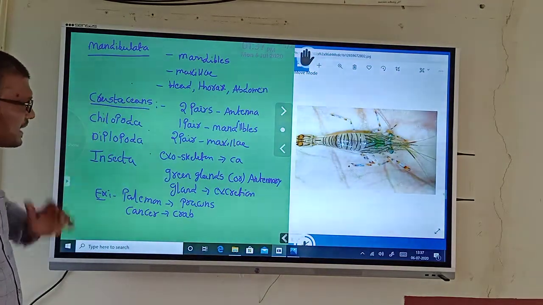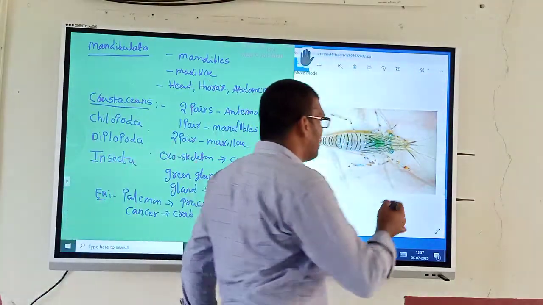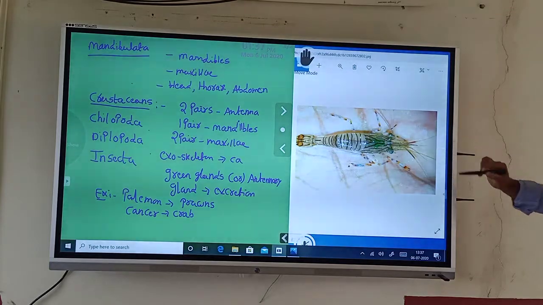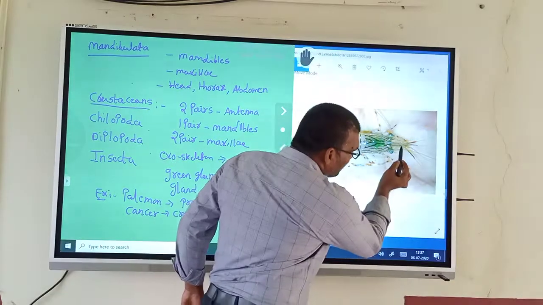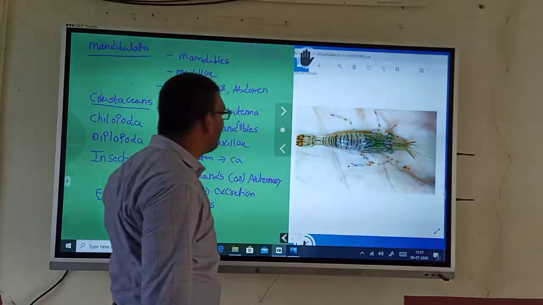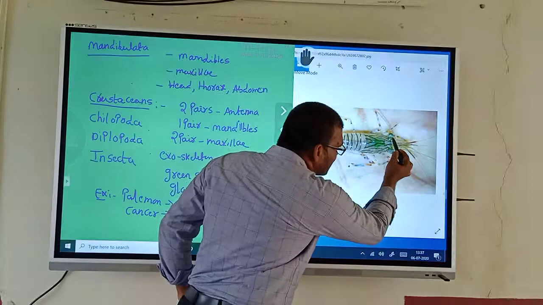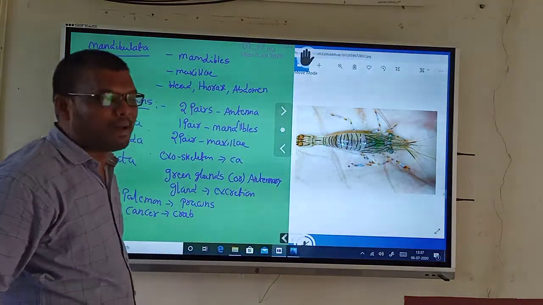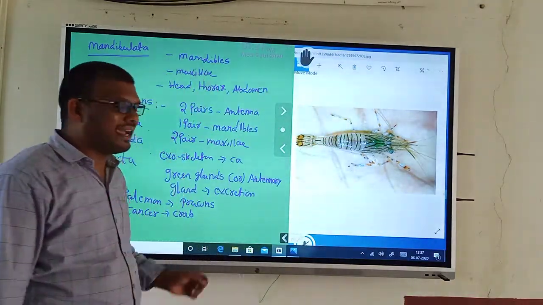Now, in crustaceans, first they have two pairs of antennae. Two pairs of antennae are present, and then one pair of mandibles. If you observe in this region, for cutting the food materials they have mandibles, and they have two pairs of maxillae. In this region, one pair, totally two pairs of maxillae are present. And then the exoskeleton is made up of calcium.